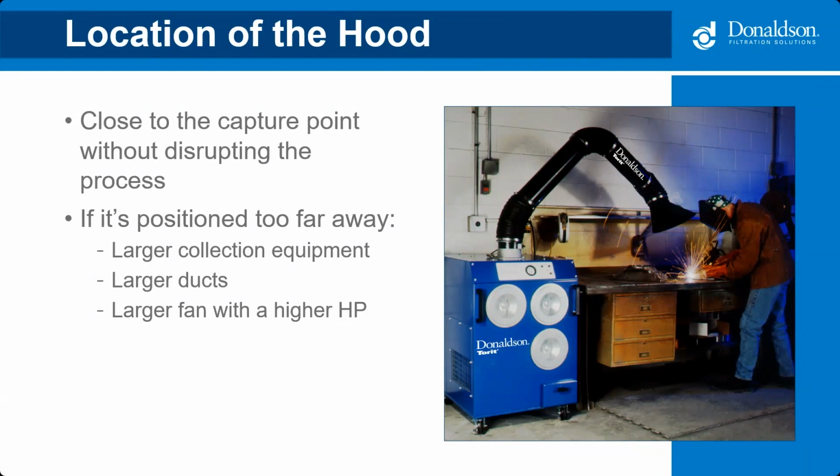And more air means larger collection equipment, larger ducts, larger fans, and more horsepower, all of which adds to the capital and operational cost. The square of the distance is the CFM. So a unit 2 foot farther away is 2 squared, or 4 times. A hood that's 3 foot away is 3 squared, or 9 times the CFM. So you can see why you need to locate it properly.